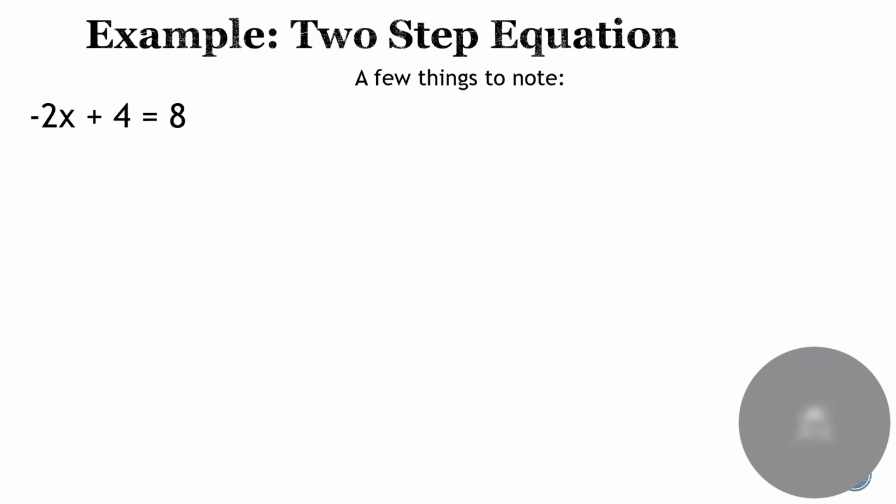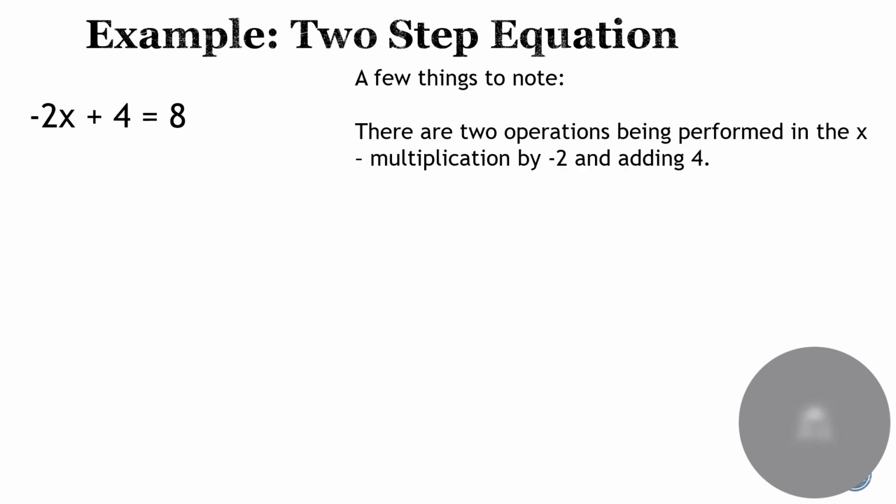All right, so this is a two-step equation here. And we have a couple things to note. So there are 2 operations being performed on the x. I hate it when I don't catch a typo. On the x, multiplication by -2 and adding of 4.